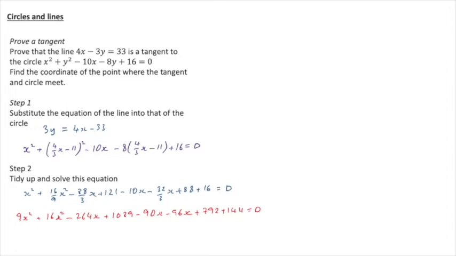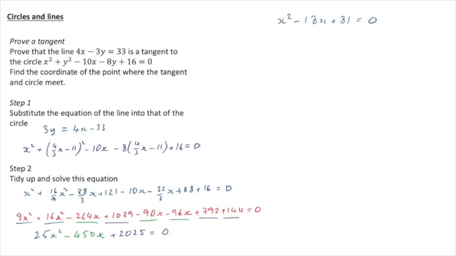Then, to make life easier, I've timesed through by 9, and you get all that lot, and you'll have to trust me on that. You can check it yourself. But that then tidies up to 25x squared minus 450x plus 2025. And these numbers are looking a bit horrendous, but if we divide by 25, we can see that they all divide by 25, because we've got 25 for the x squared, we've got 50 at the end of the coefficient of x, and we've got 25 at the end of the constant.